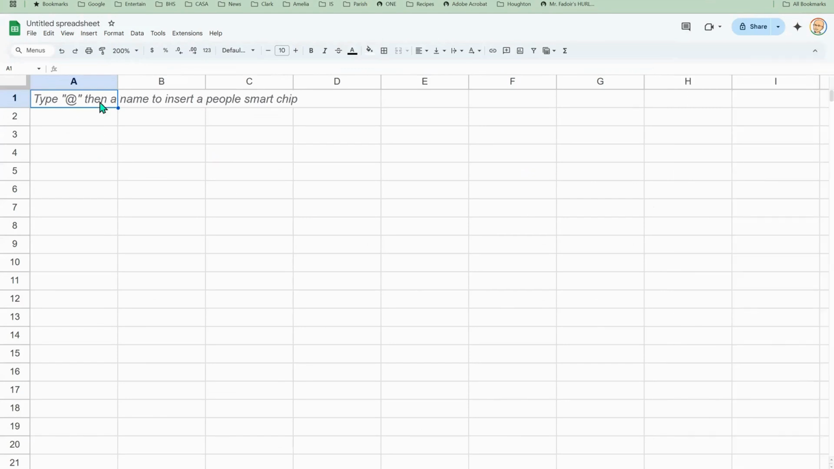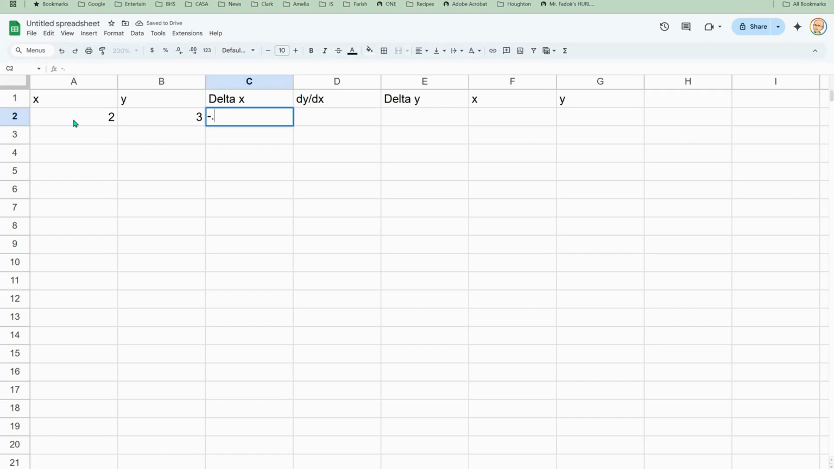Okay. And I'm going to put our headings on here, delta x and dy dx and delta y. And then here's our new x and our new y. All right. We started with this previous problem, starting with x equal to 2, y equal to 3, and we set our delta x to negative 0.1. Our dy dx was 2x minus y. Now, one of the powerful things about a spreadsheet is that besides putting text or a number in a cell, we can put a formula in a cell. Formulas always start with the equal sign, and then we can do cell references.